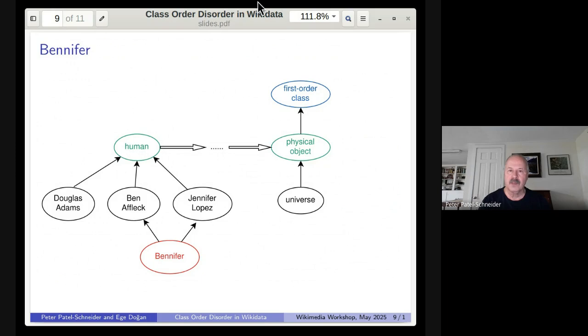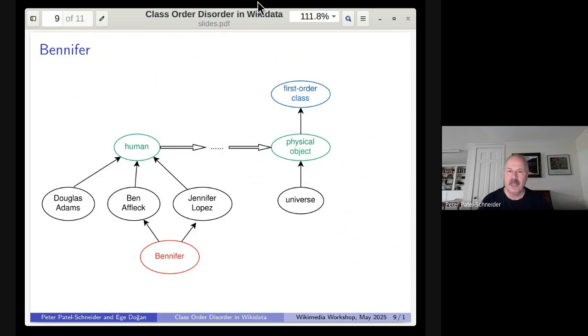For example, the class human is a first order class in Wikidata. So all instances of human should not be classes, which means, among other things, that they should themselves not have instances. But there are several instances of human that did have instances, notably Ben Affleck and Jennifer Lopez, which both had Bennifer as an instance. So human does not satisfy the requirements for being first order, and again, there is a problem.